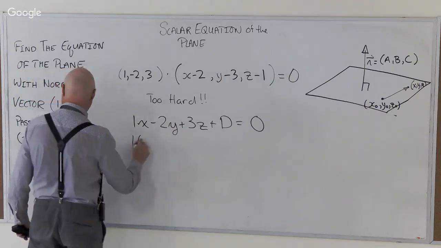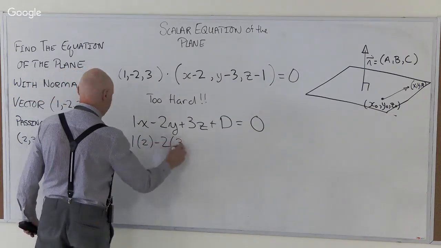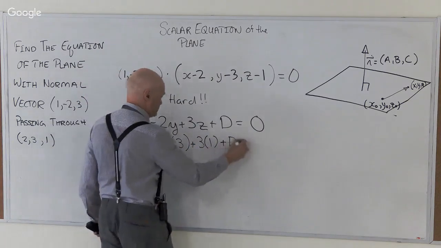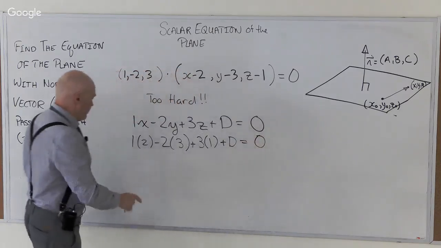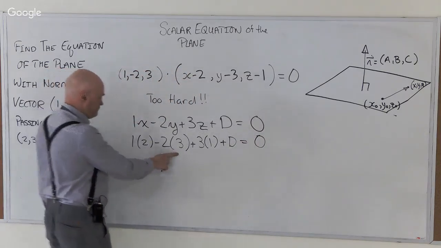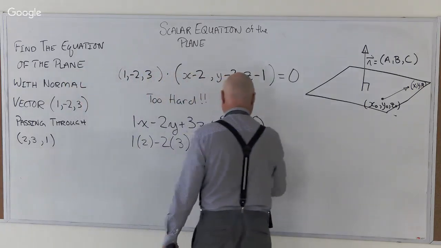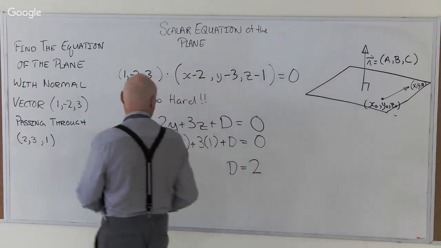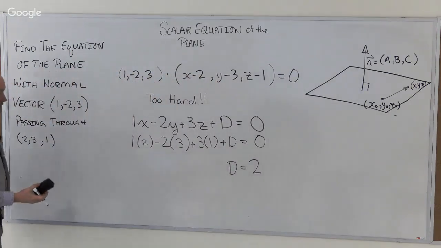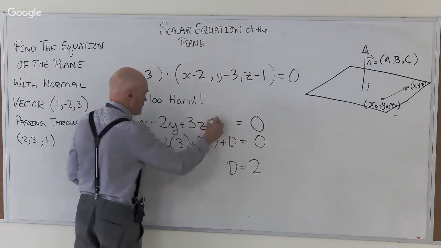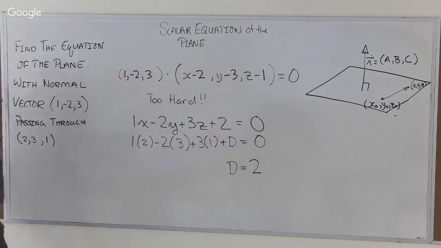So 1 times 2 minus 2 times 3. Aiden, you really know how to pick your points. Plus d equals 0. There we go. 2 minus 6 is -4, plus 3 is -1. So d is 1. Look at this. D is 1. So if you've got a whiteboard, you can actually erase this d now and put a 1 there. That's the equation of the plane that's normal to that vector and that passes through that point 2, 3, and 1.